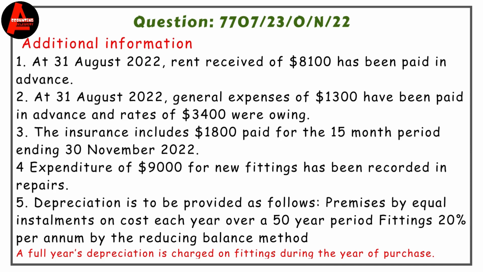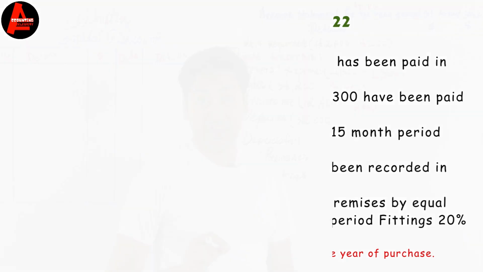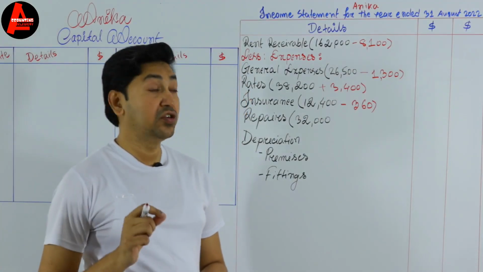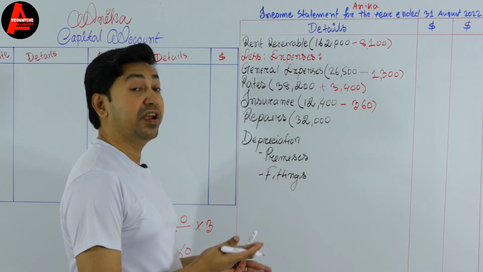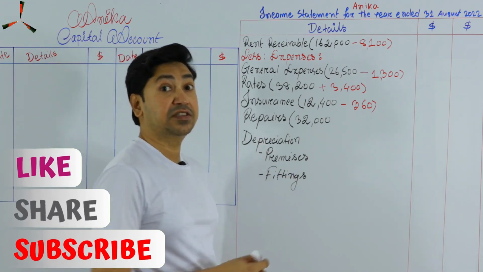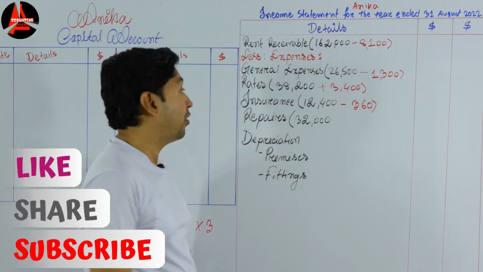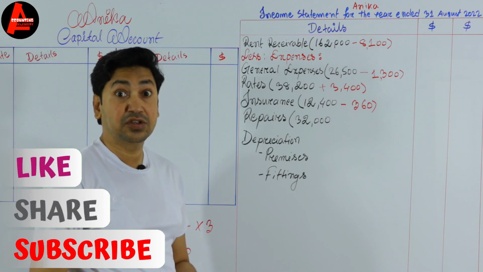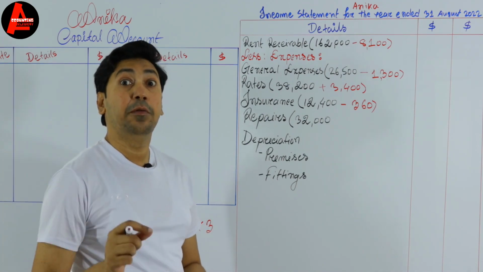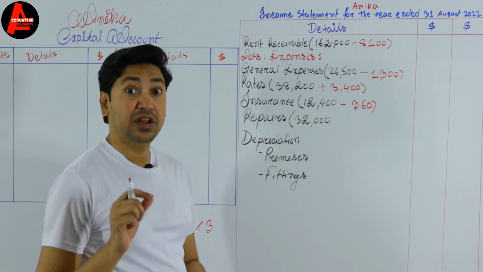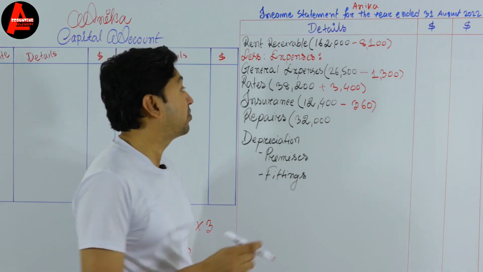Okay, new fittings. Fitting is an asset. It is a non-current asset. Okay, an asset should not be recorded as an expense. So here repair is an expense, but this $30,000 includes $9,000 which is paid for buying fitting. So this $9,000 should not be here.